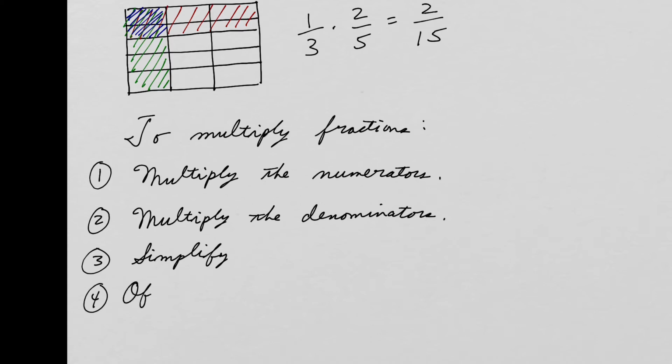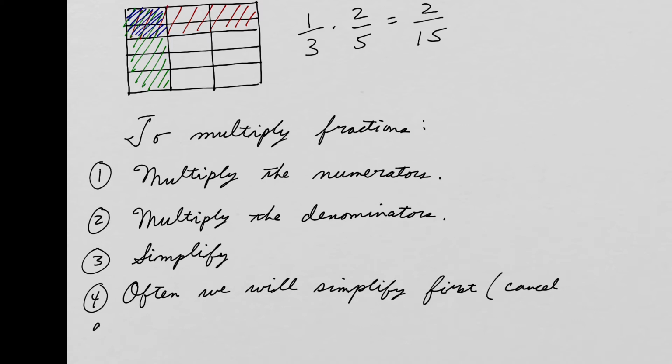So often we will simplify first, meaning cancel any common factors. Then multiply. So then you multiply numerators and denominators. You can really do it either way. You're going to find it's quicker to simplify first.